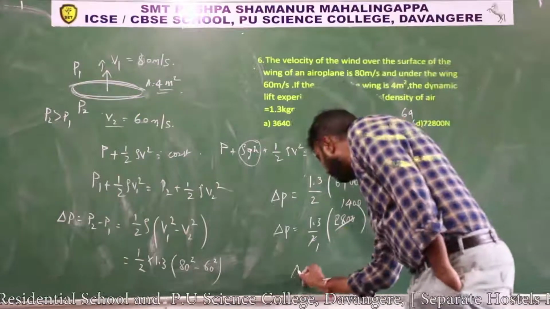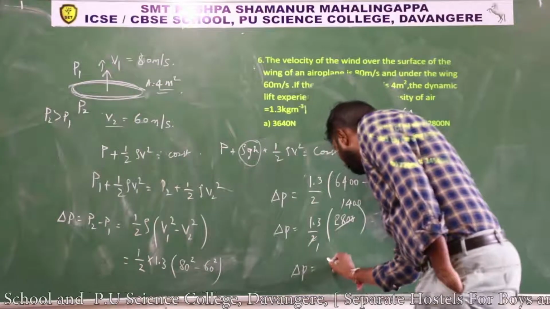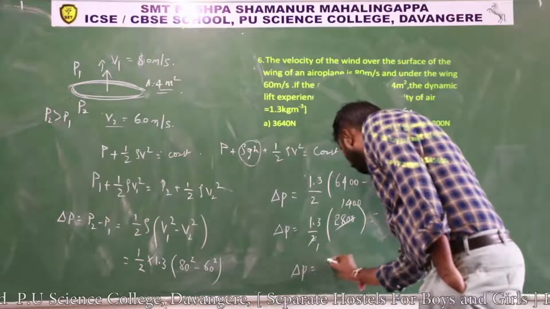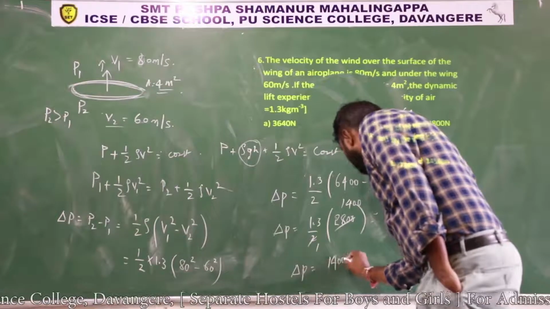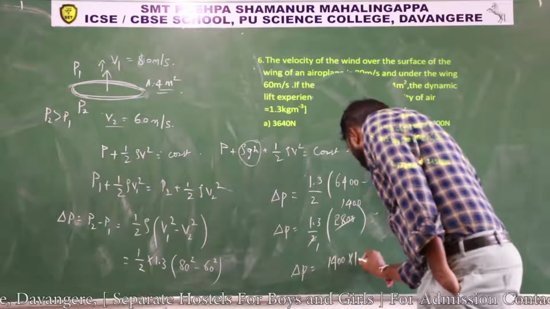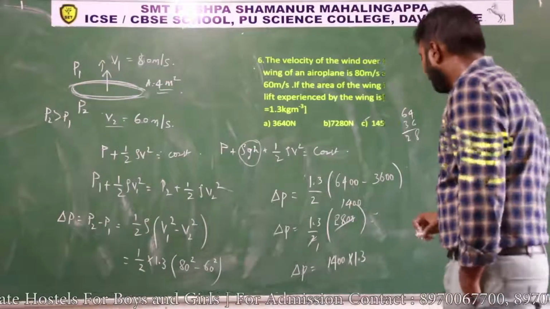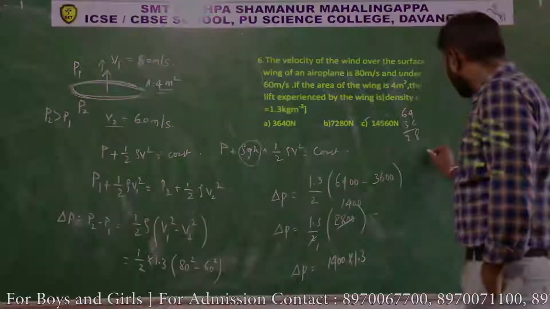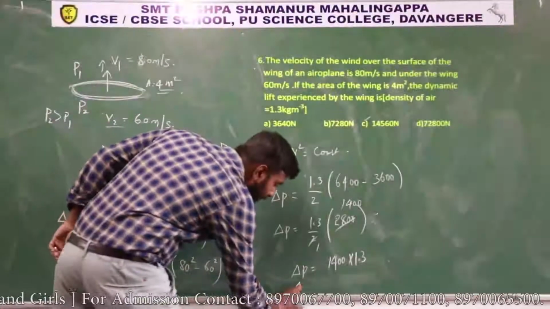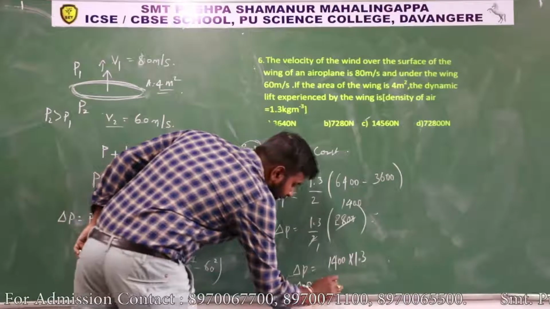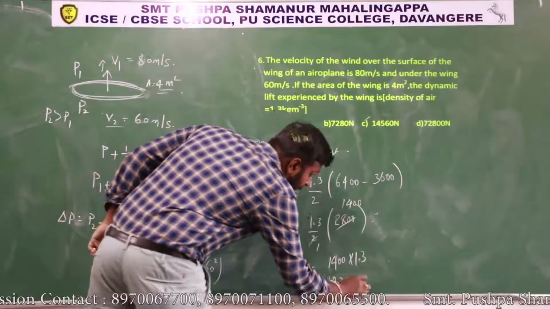Then delta P value is equal to 1,400 into 1.3. So find this value. Yes, here delta P value you will get, that is 1820 Pascal.